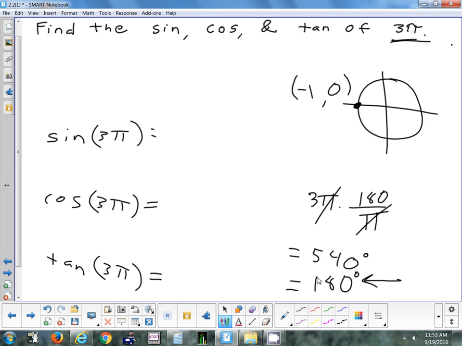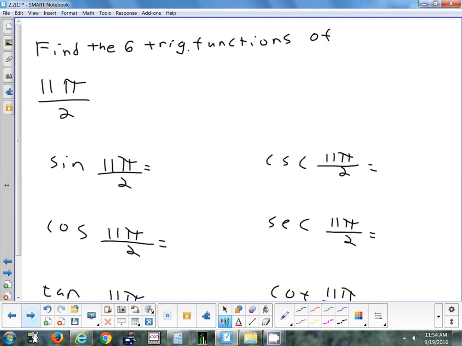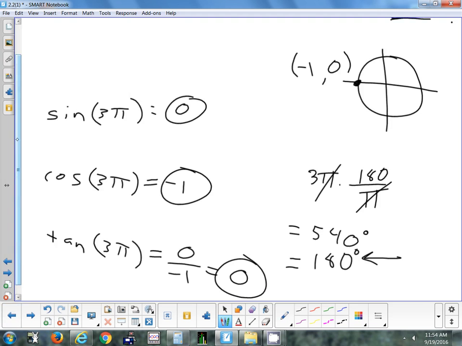Now we can do everything we did before. Sine is my y. Cosine is my x. And what about my tangent? What is it? 0. This time it's going to be 0 divided by -1, which is 0. Questions on that one?